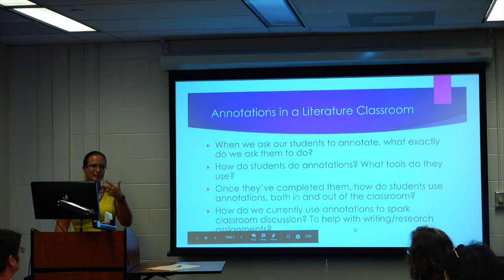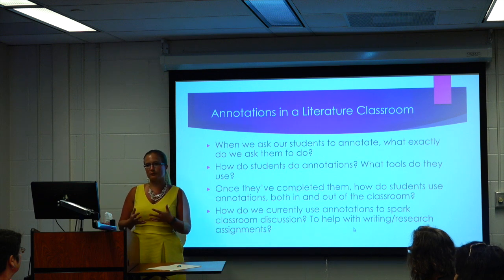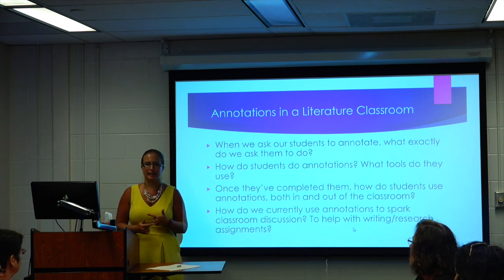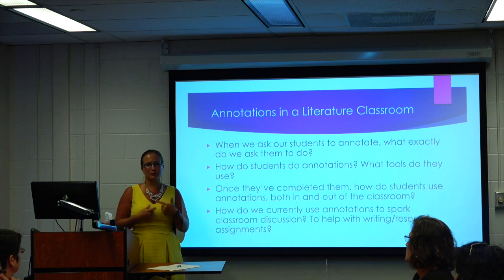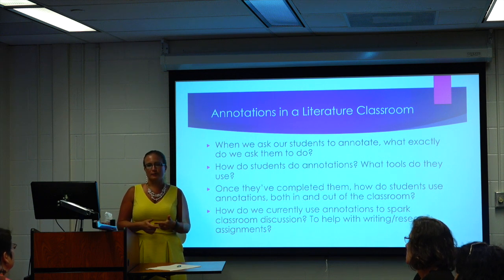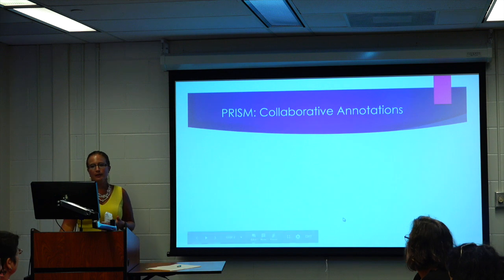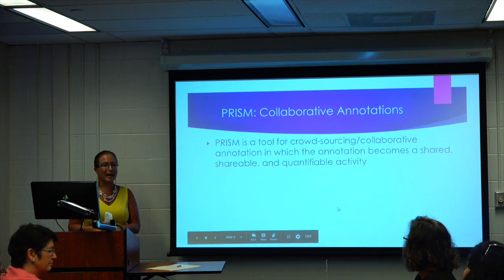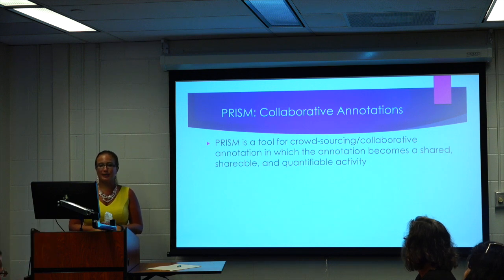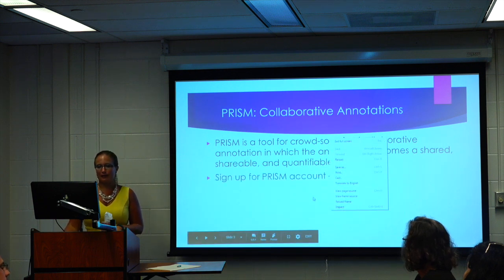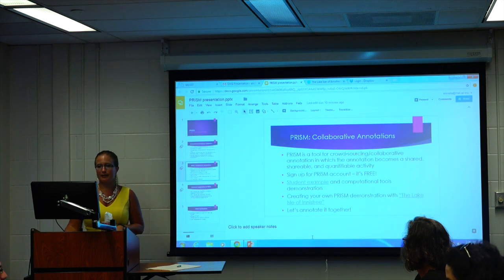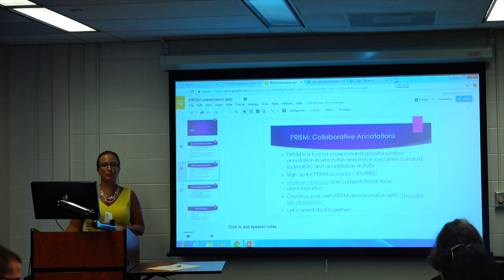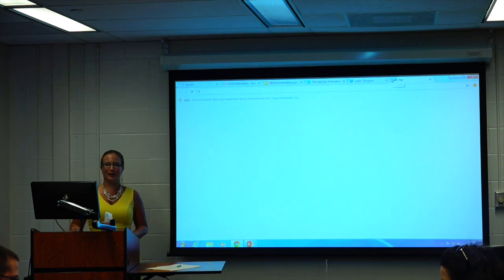What I wanted to point out with these questions is that we're doing this powerful annotation where we're asking them to comment, we're asking them to engage the text, and we can bring that up to another level and also include a level of computational analysis with that. Prism is a tool for crowdsourcing and collaborative annotation where the annotation becomes shared, shareable, and quantifiable, which is really wonderful. So what I'd like everyone to do now is to get onto your laptops, and I'm going to have you all sign up for a Prism account. If you do not have a laptop with you, you can log on with a friend.